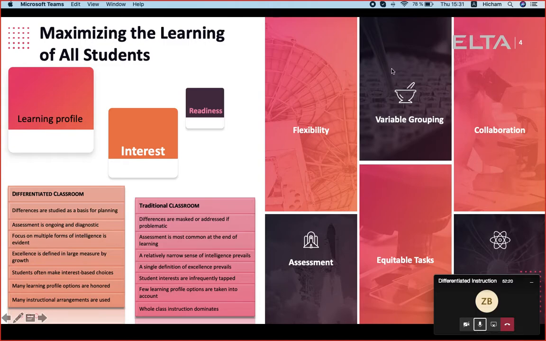Then, as you see on the right side here, we talk about these five elements: flexibility, variable grouping, collaboration, assessment, and equitable tasks. These are also some maximizing means that we can use in a very effective way for differentiated instruction in our classrooms, or what we call the differentiated classroom. And later on, by the end of this slide, we will also be able to see some key differences between the differentiated classroom and the traditional classroom. That's what I mentioned before as the individualized approach.